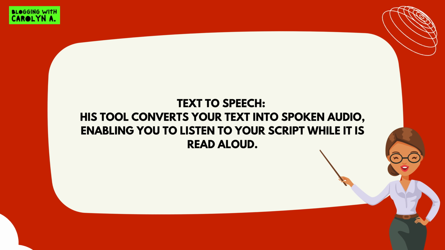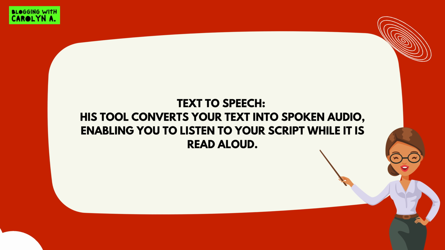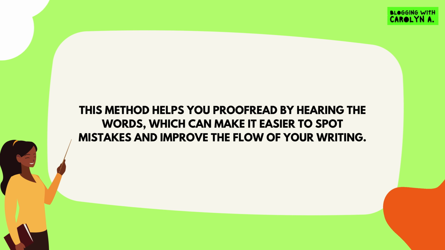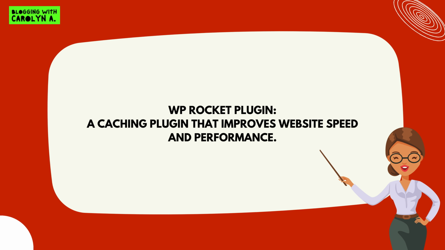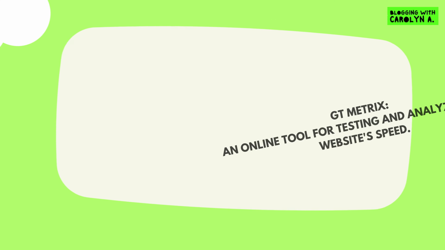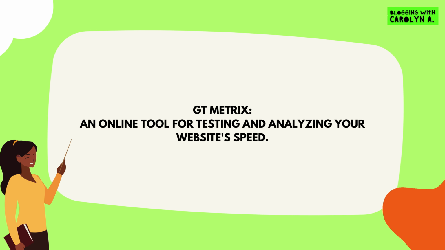Text-to-speech, this tool converts your text into spoken audio, enabling you to listen to your script while it is read aloud. This method helps you proofread by hearing the words, which can make it easier to spot mistakes and improve the flow of your writing. WP Rocket Plugin, a caching plugin that improves website speed and performance. GTmetrix, an online tool for testing and analyzing your website's speed.